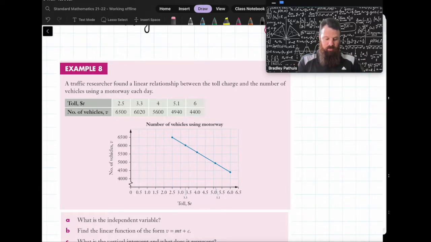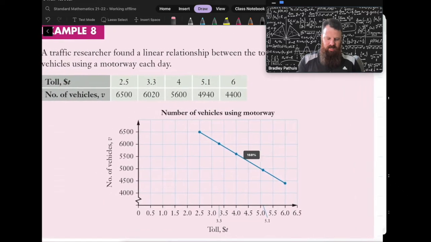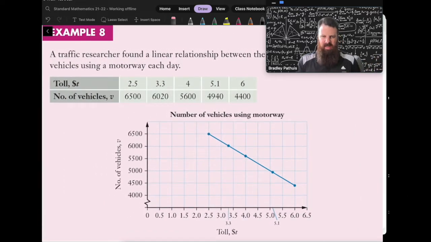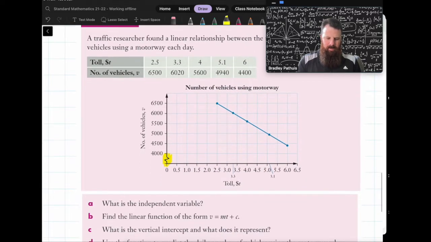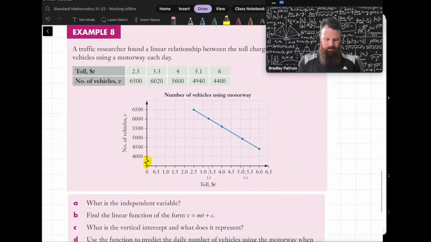Example 8. A traffic researcher found a linear relationship, so a straight line relationship, between the toll charge and the number of vehicles using the motorway each day. It's represented by this graph here, and here are the points on the graph that they used to graph this straight line. Notice that our graph has been shortened, so it could be a misleading graph here, as our axes have been changed, so be cautious with that. Let's go through and answer these questions.